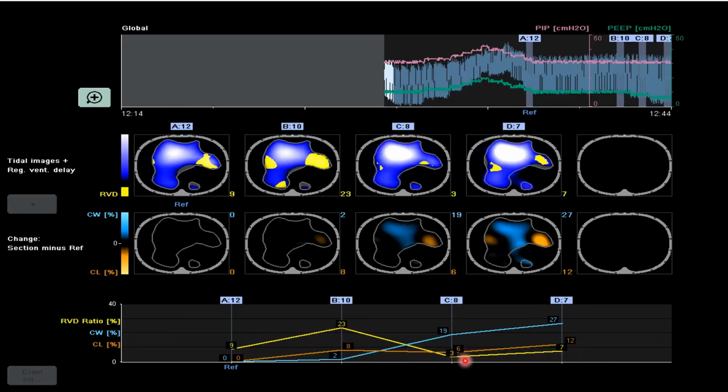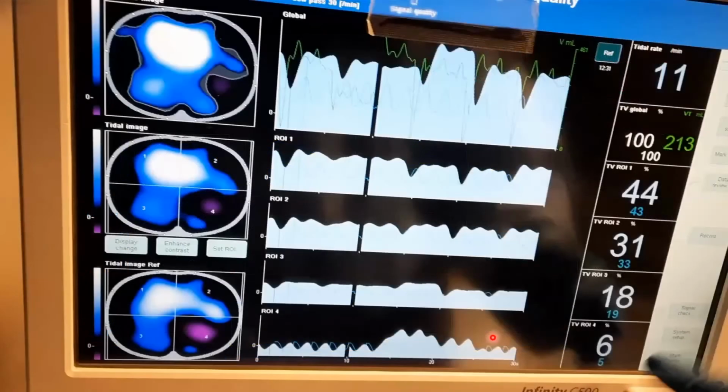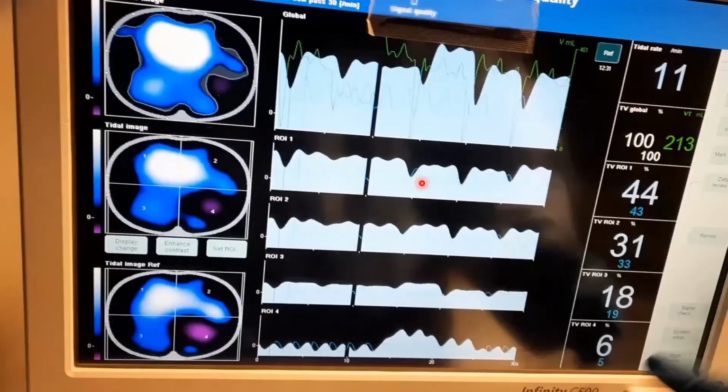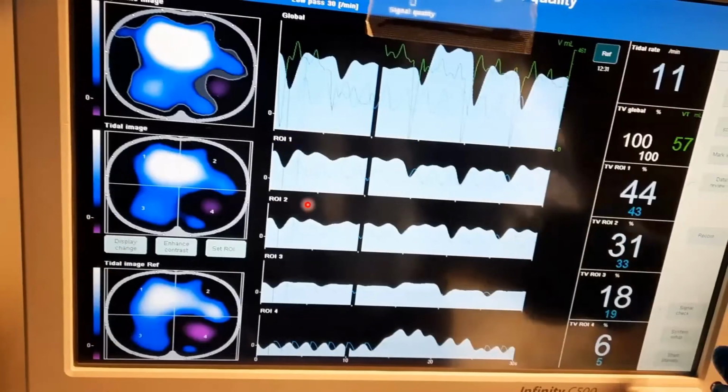So the optimal PEEP would be somewhere between, I guess you could set it at 8, 7, 7.5. Next one. So we also decided, since we had the Pulmovista on, which we often do, if we don't get the recruitment that we want with traditional ventilation and higher PEEPs, we often try APRV. So this is a little trial on APRV.